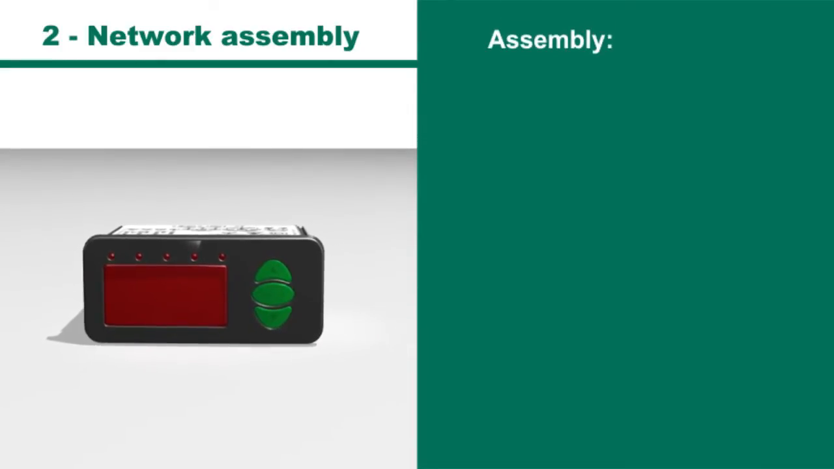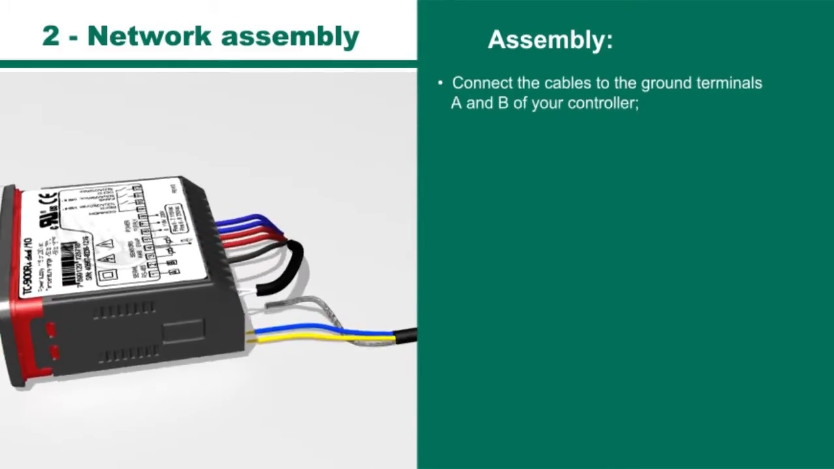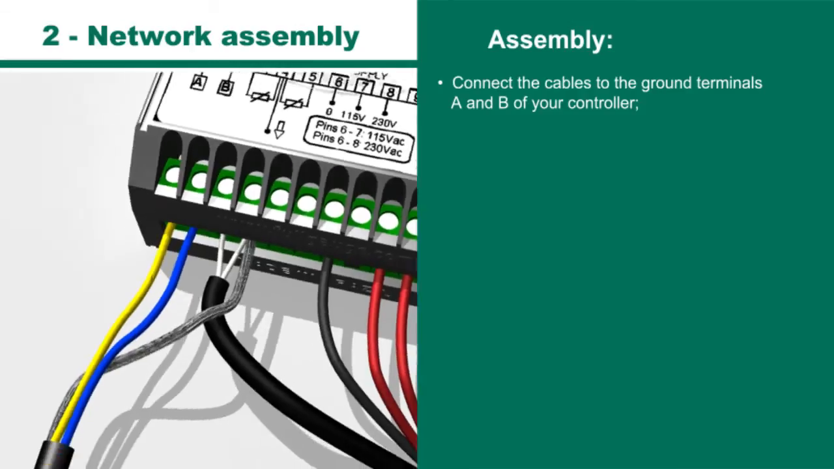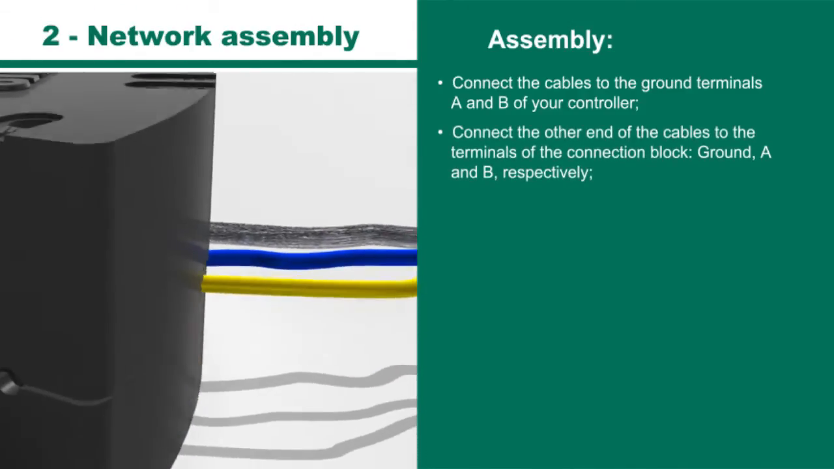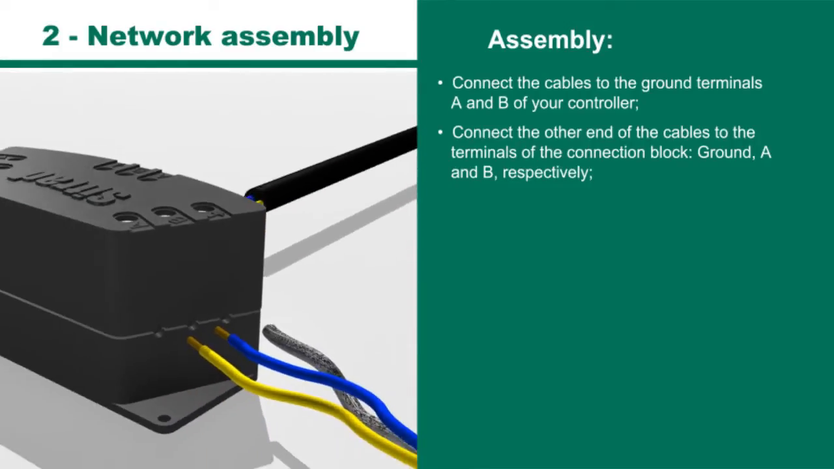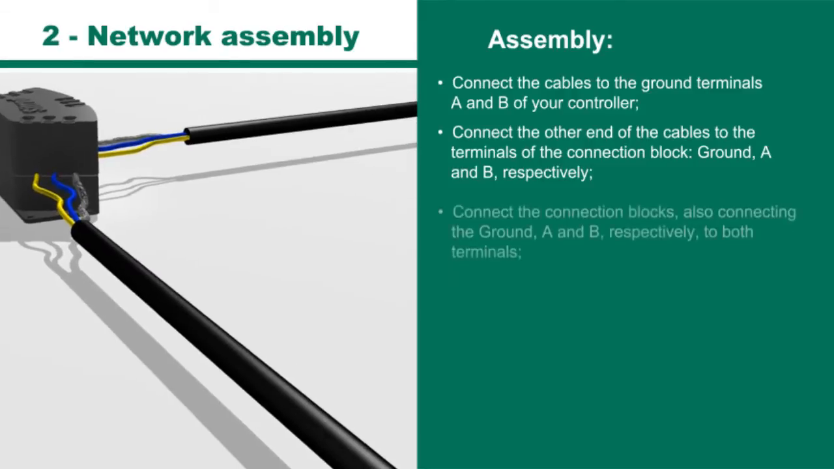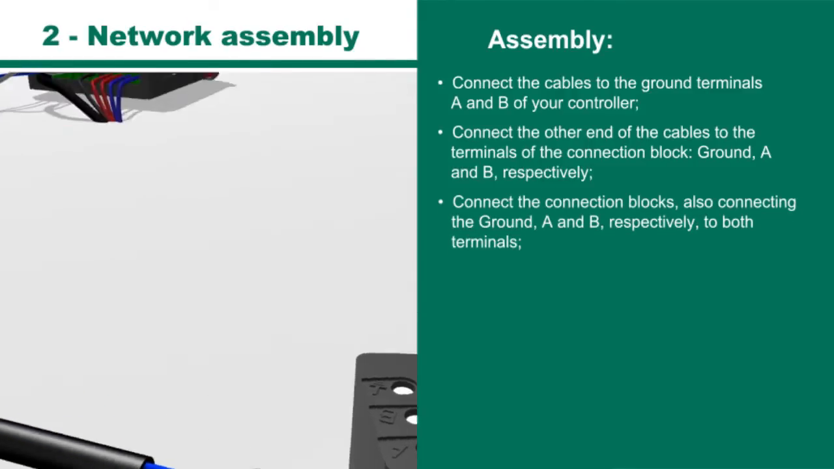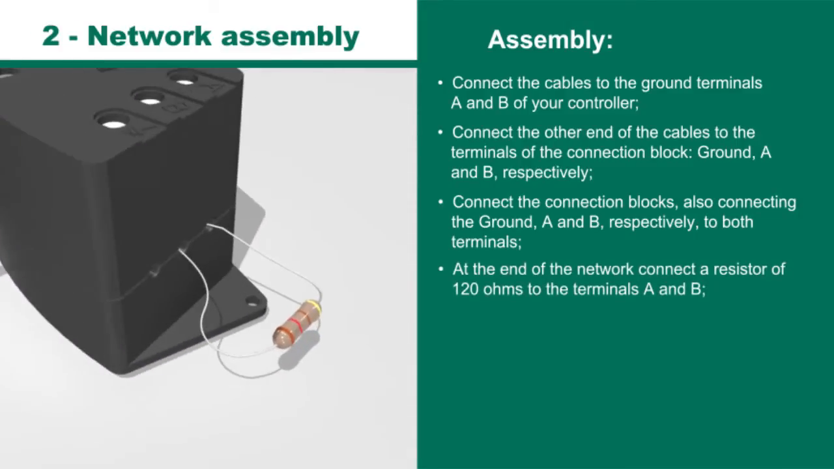Assembly. Connect the cables to the ground terminals A and B of your controller. Connect the other end of the cables to the terminals of the connection block, ground A and B respectively. Repeat the same procedure to connect more than one controller. Connect the connection blocks, also connecting the ground A and B respectively to both terminals. At the end of the network, connect a resistor of 120 ohms to the terminals A and B.